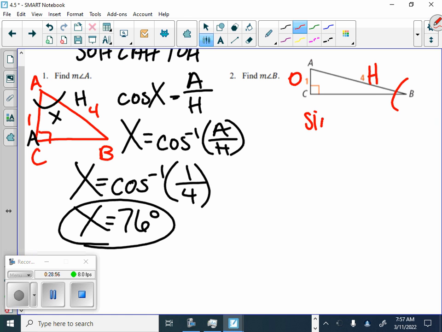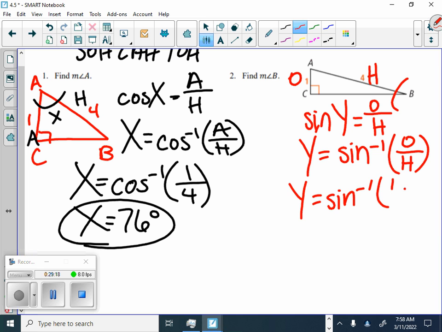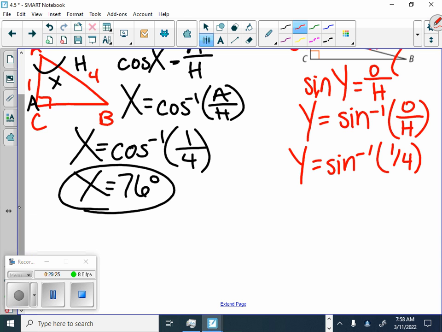So sine of, we'll call it y. Sine of y is opposite over hypotenuse. You don't have to write this if you don't need it. I'm just writing it. So my angle is going to be the inverse sine of opposite over hypotenuse. So that is inverse sine of 1 over 4. And once again, round that to the nearest degree, so you'll hit second, then sine.